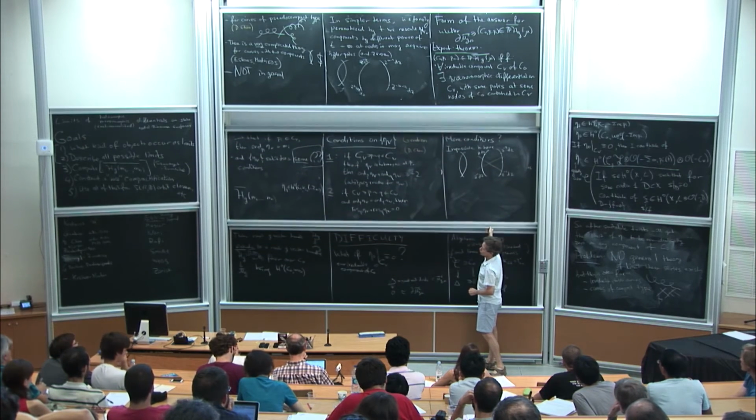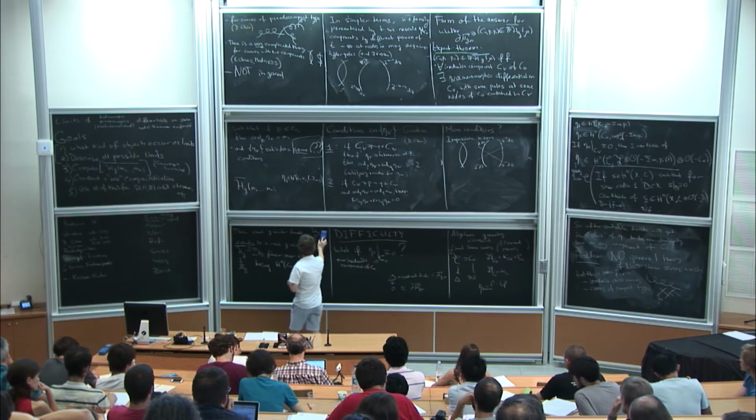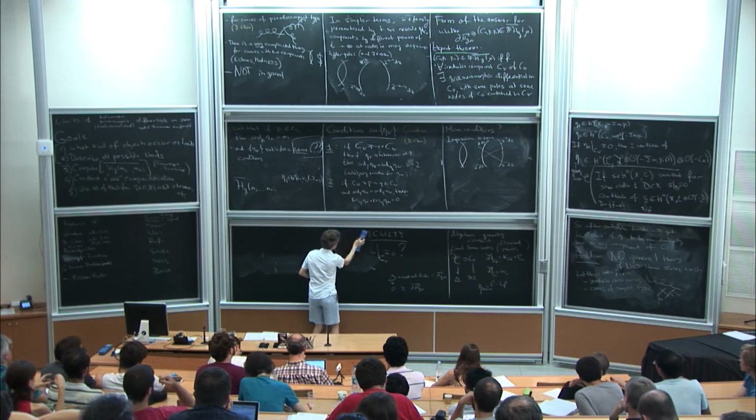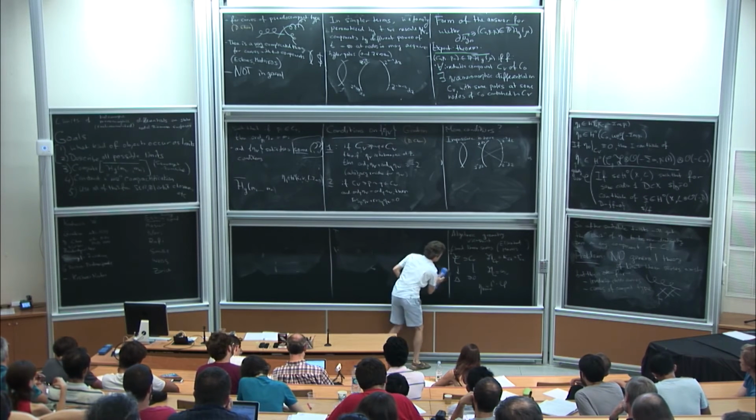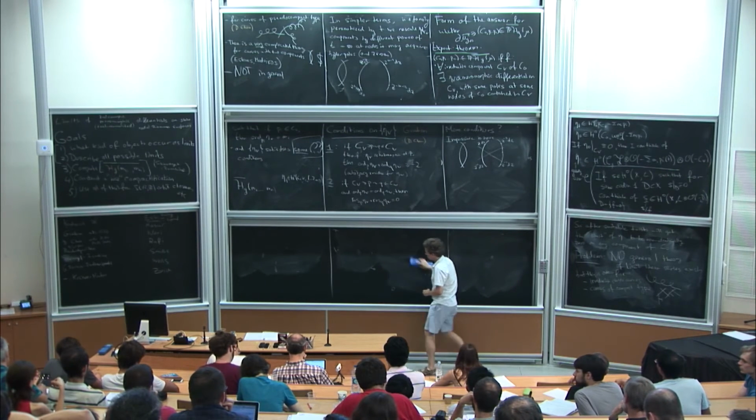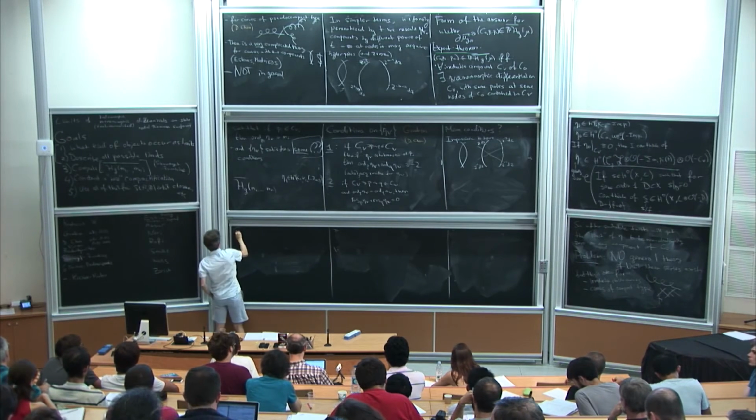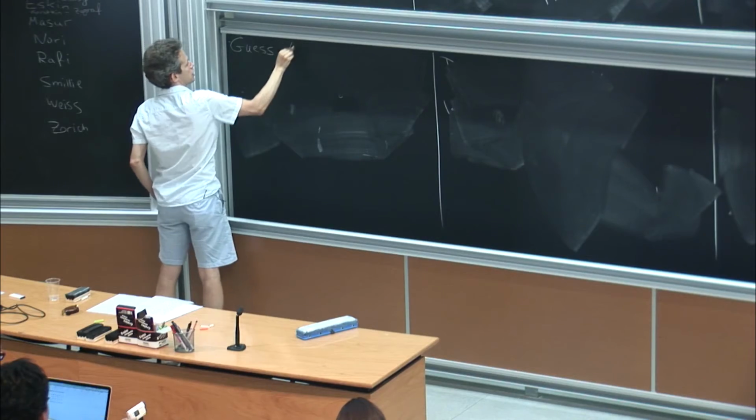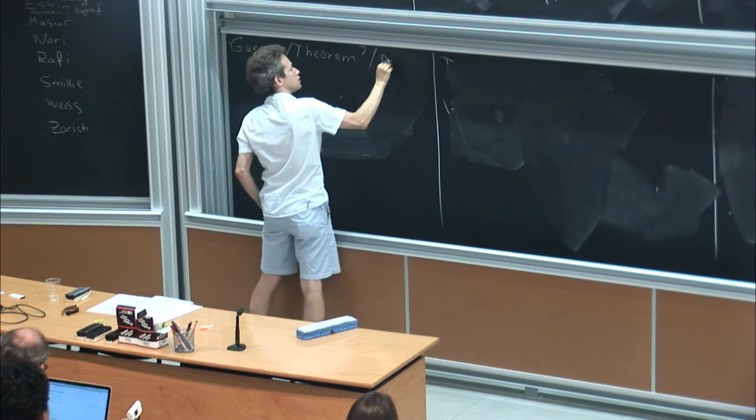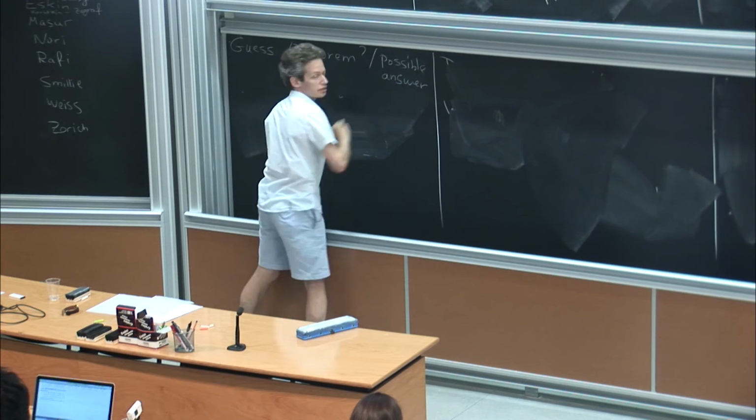Okay, so let me try to write the conditions. Now comes the most difficult part of the talk, which is what word I write now. I could write a guess. I could write a theorem. I could write possible answer. I don't know. This depends on what level of certainty I'm exhibiting.